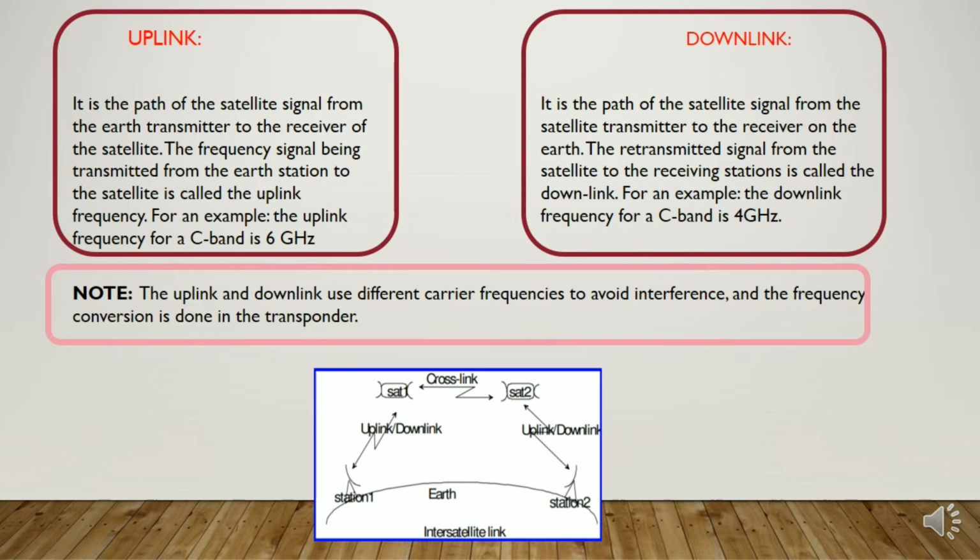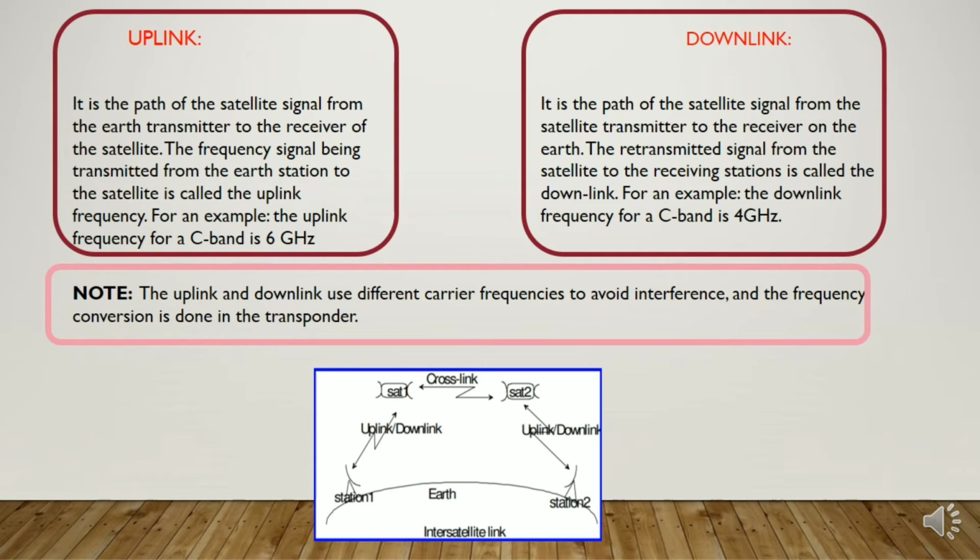As you can see, the uplink must always be higher than the downlink, because of the interference. When we do the uplink, we need a higher frequency, because maybe it's blocked by the cloud or by the rain. It may be interference. That's why it must be a higher frequency than the downlink.